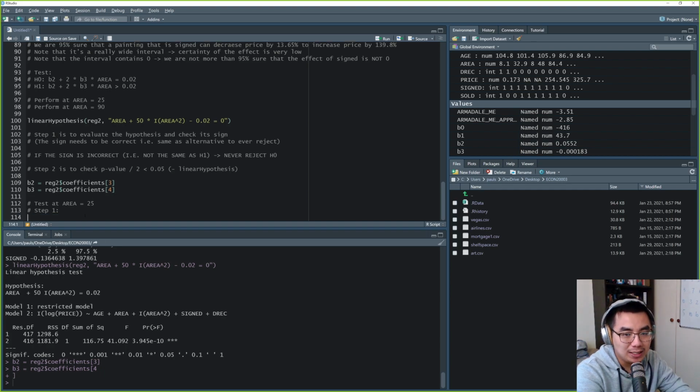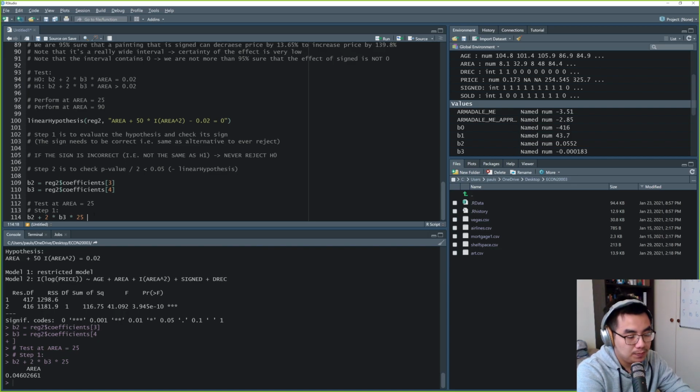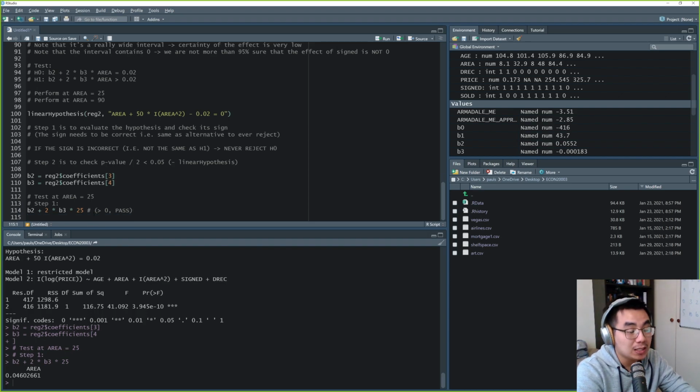Okay, so step 1 is you actually have to evaluate what is beta 2 plus 2 times beta 3 times 25. And this is indeed positive. All right, so step 1 is positive, which is a pass. So then you go on to step 2 because there could be a rejection.